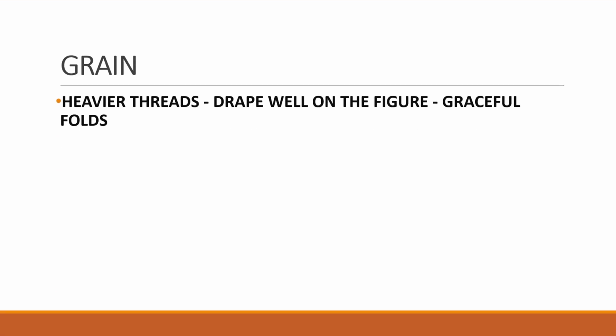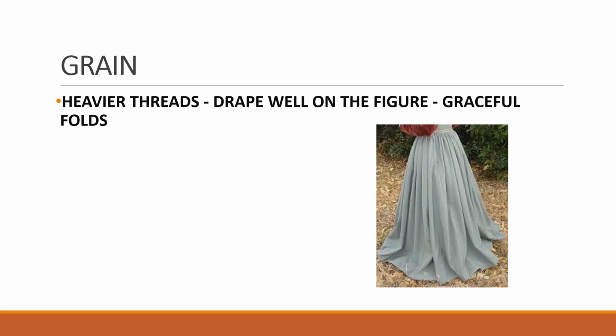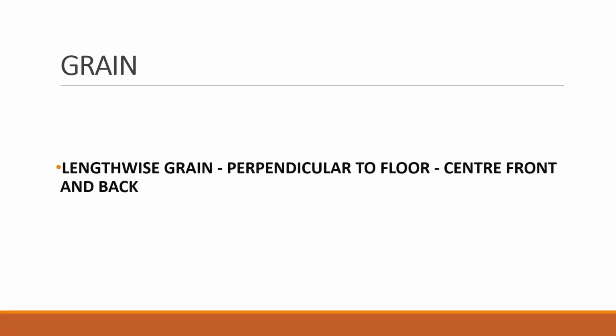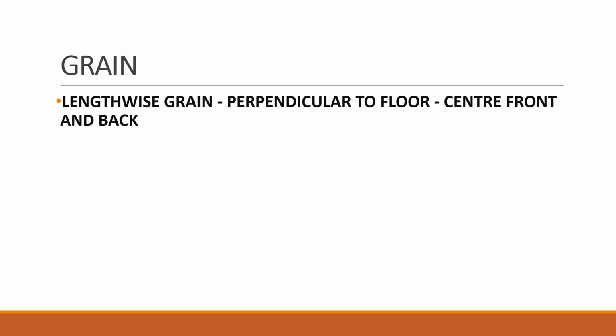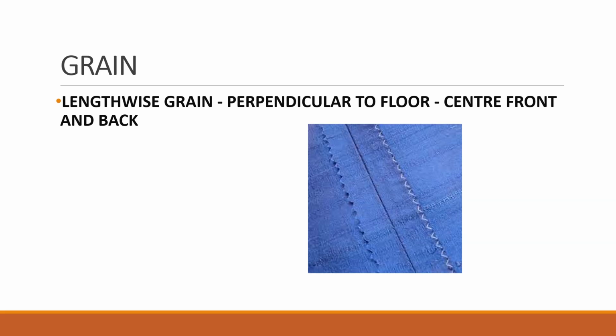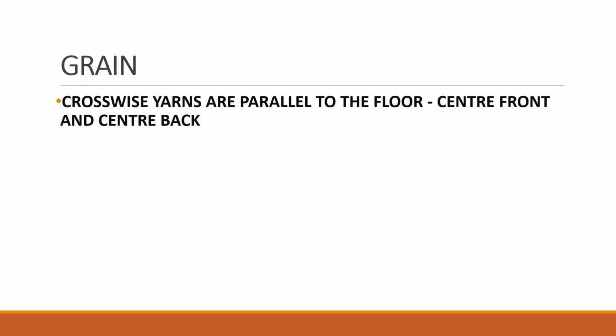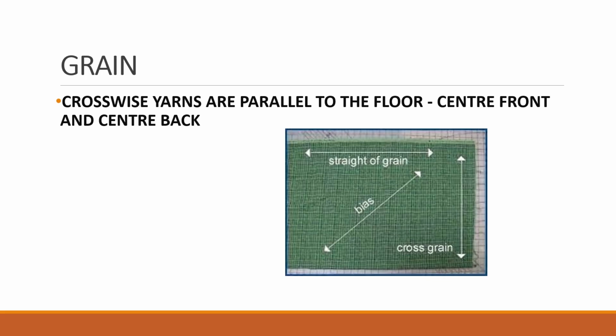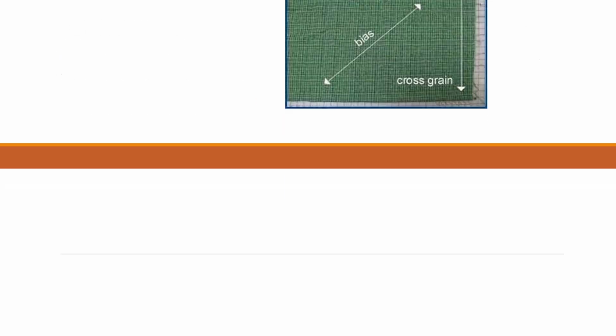Now when you are talking about heavier threads, the drape will be there on the figure and graceful folds will appear as seen in the figure. So heavier threads in the grain will appear as a good drape. Then grain also talks about lengthwise, that is perpendicular to the floor, center front and back as is shown in the figure. And grain can also be in the form of crosswise yarns, as we have seen in the video also, parallel to the floor, center front and center back as is shown here. So two types of grains are important while you are producing garments.